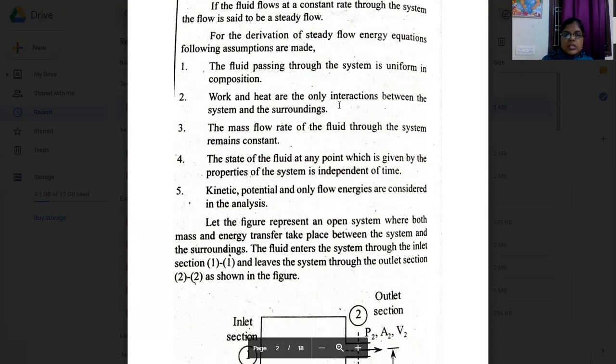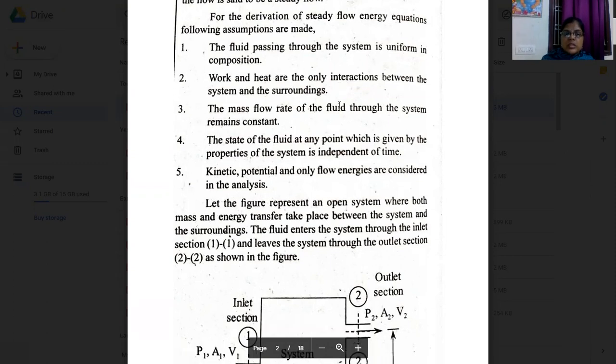Next, the state of the fluid at any point, which is given by the properties of the system, is independent of time. That means if time changes, the properties do not change; the properties of the system remain constant. Next, kinetic, potential and flow energies only are considered in the analysis of the steady flow energy equation.